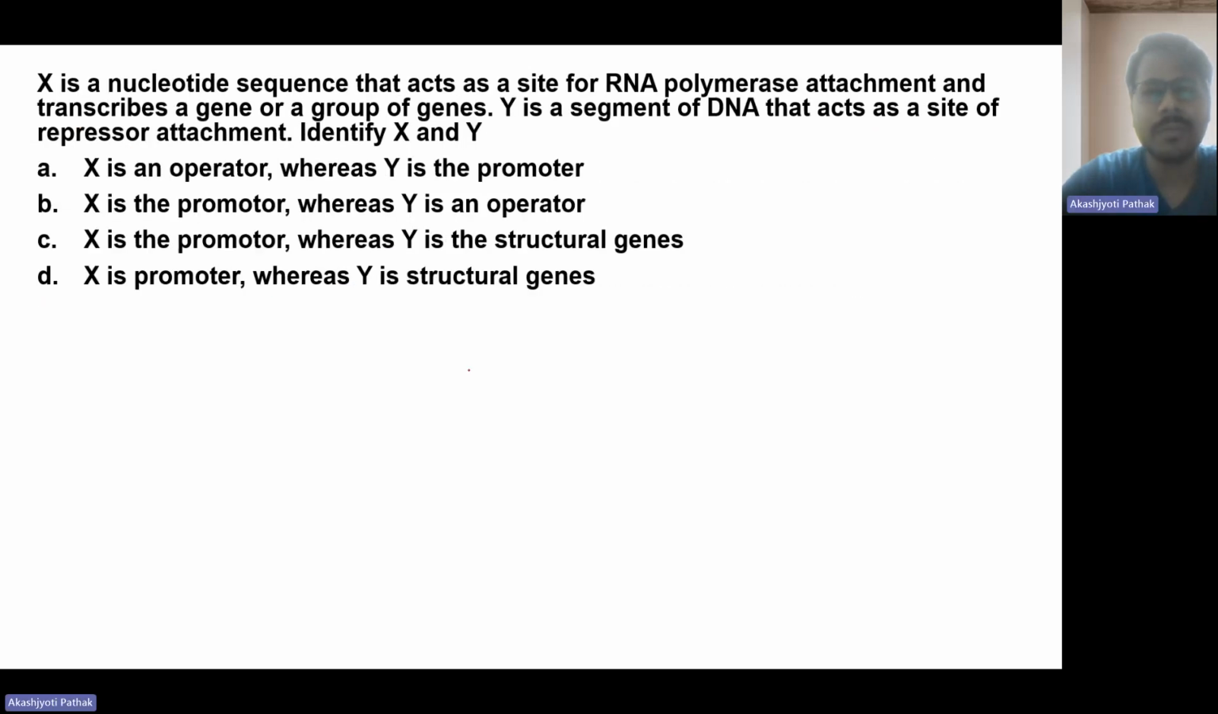Okay, now we will come to the concept of operon. Concept of operon in prokaryotes.